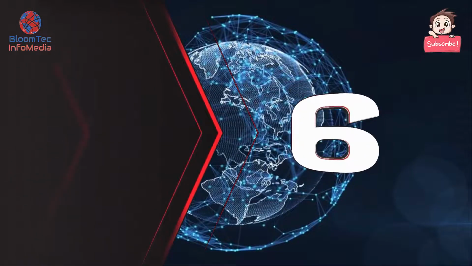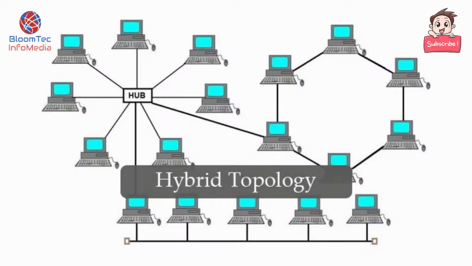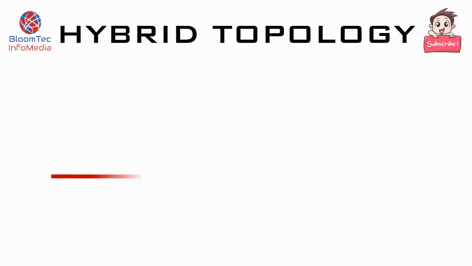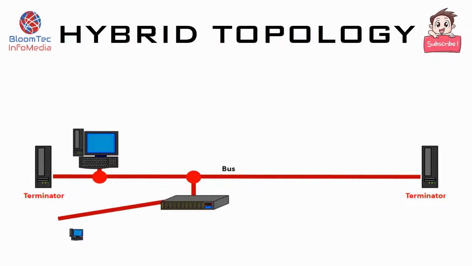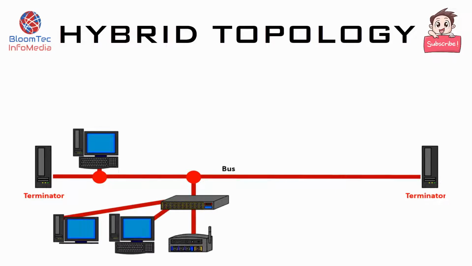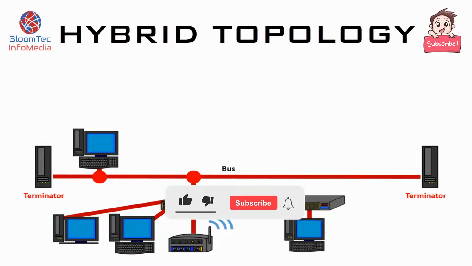Number 6. Hybrid topology. Combines 2 or more of the standard topologies. Hybrid topologies are most commonly encountered in larger enterprises, where individual departments have network topologies that differ from another topology in the organization. This can be a good solution to quickly link together different existing networks into a unified system.